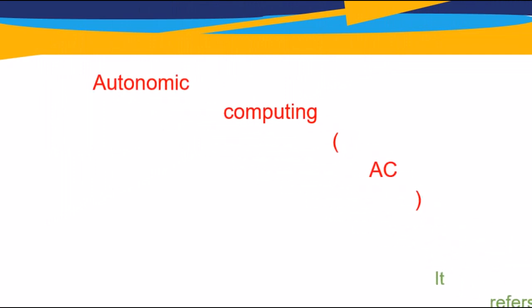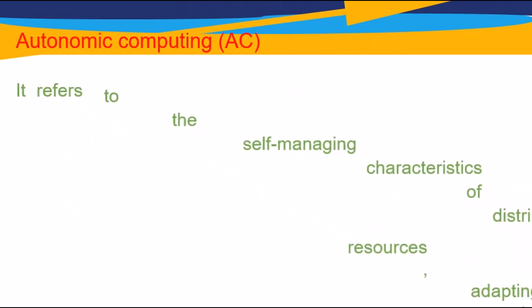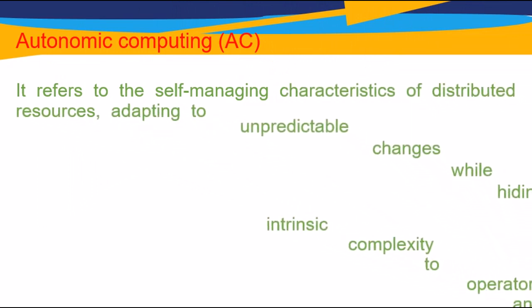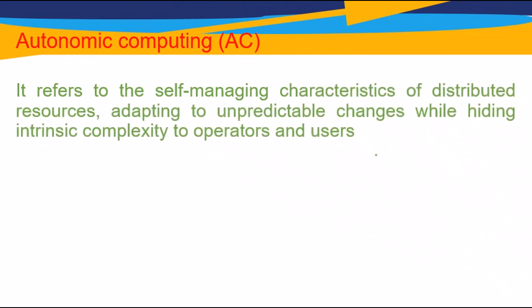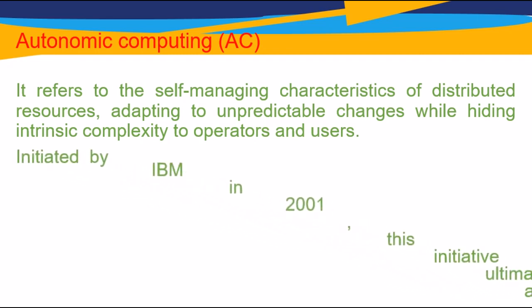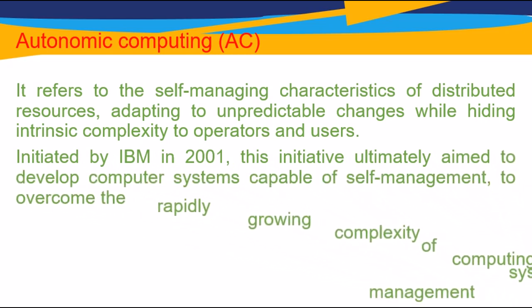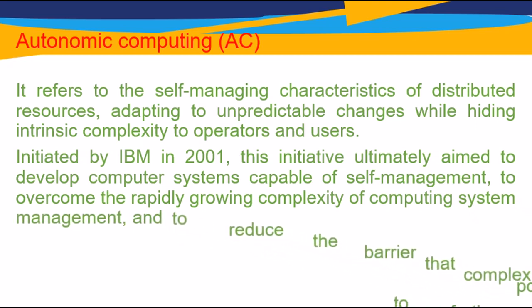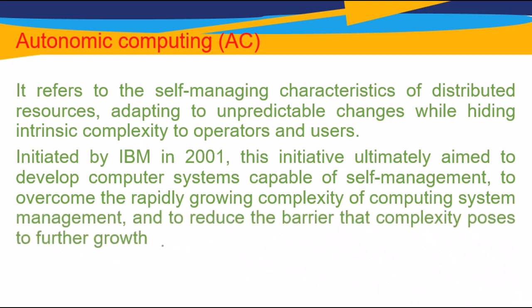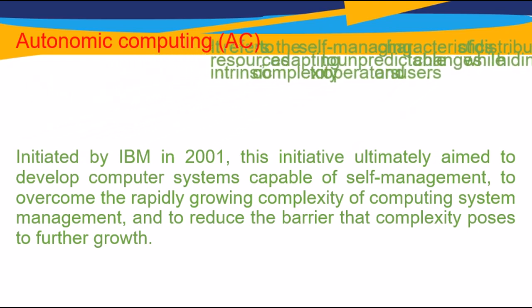So autonomic computing is a new vision of computing initiated by IBM. This new paradigm shifts the fundamental definition of the technology age from one defined by computing to one defined by data access, to data from multiple distributed sources. In addition to traditionally centralized storage devices, it will allow users to transparently access information where they need it. It refers to the self-managing characteristics of distributed sources, adapting to unpredicted change while hiding intrinsic complexity from operators and users.